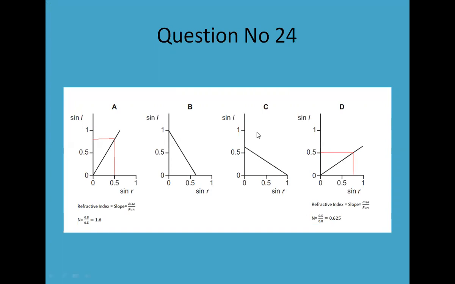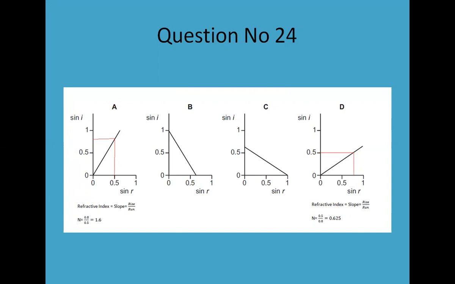Okay, B and C cannot be the answer because the gradients are negative. In D, I will take this point. Its x value is 0.8 approximately, and its y value is 0.5. So you know the slope formula is rise divided by run, and that will be equal to the refractive index.